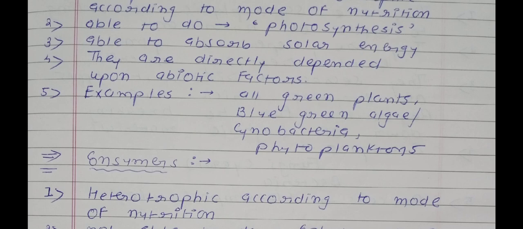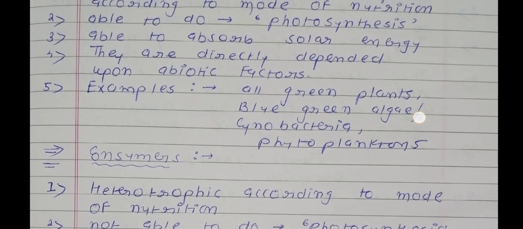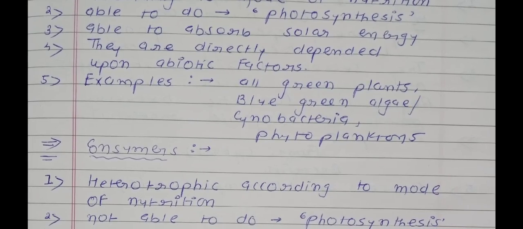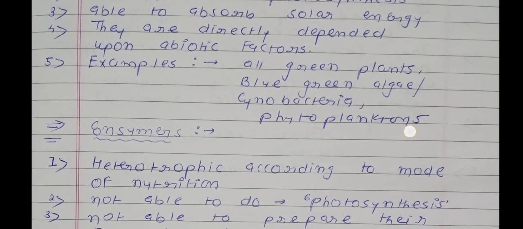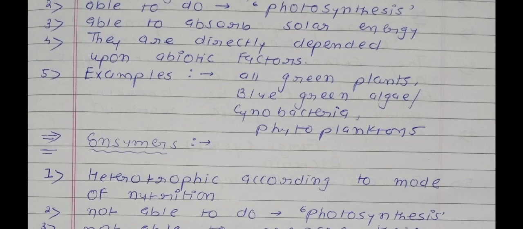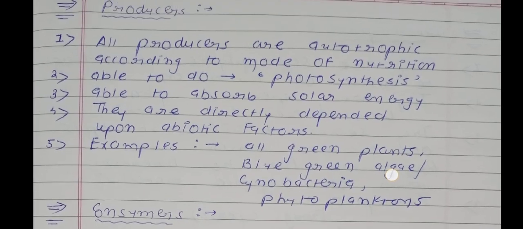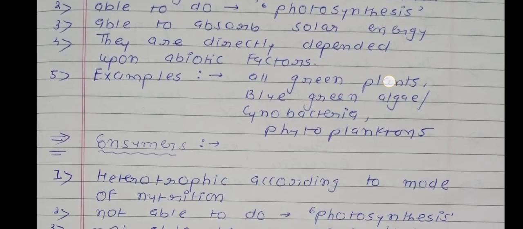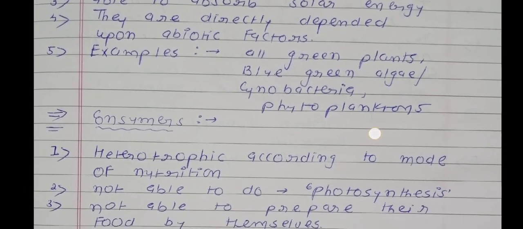Now you will remember examples. All types of green plants, you know that all plants are autotrophic, able to do photosynthesis. So green plants are an example of producer. Some types of blue-green algae as well as cyanobacteria and some types of phytoplankton. So these are all examples of the producer. You will remember the examples of producer.